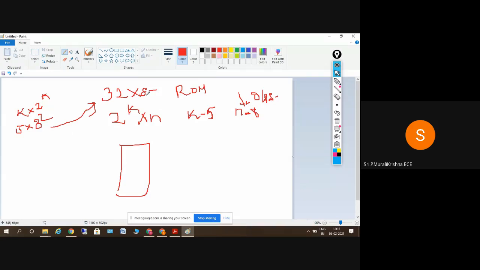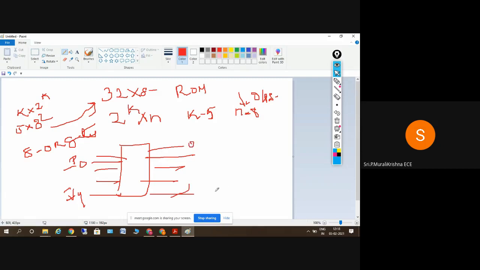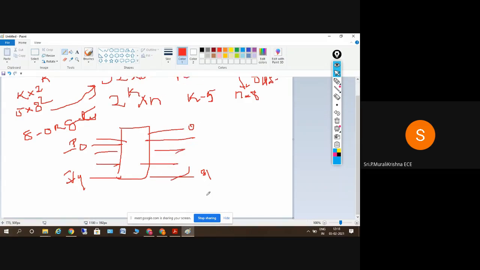And we need to construct 8 outputs here. These 8 outputs are taken with the help of 8 OR gates. Initially we'll have 5 inputs, I0 to I4, which will generate the 0 to 31 outputs of the decoder. These 32 outputs are connected to the 8 OR gates, and each OR gate constitutes one output.